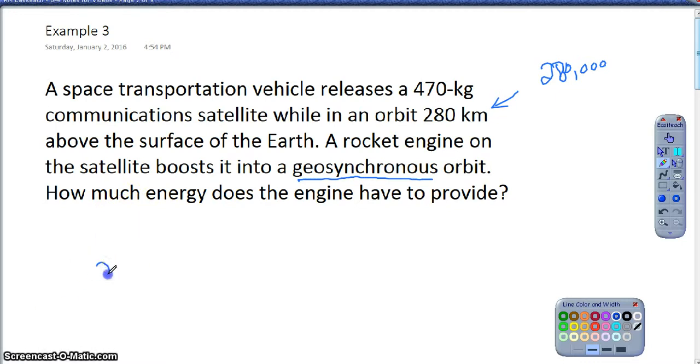Okay, so the idea here is you've got a satellite that's orbiting around the Earth, and then it releases this extra mass here.